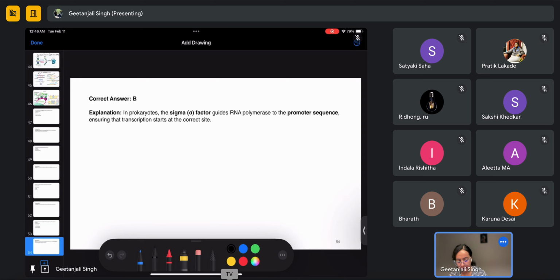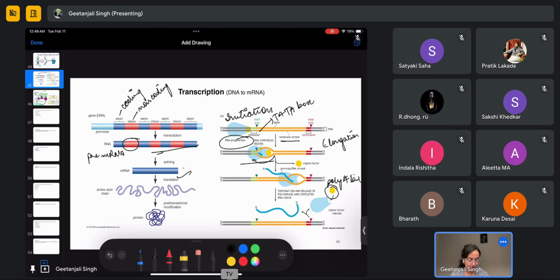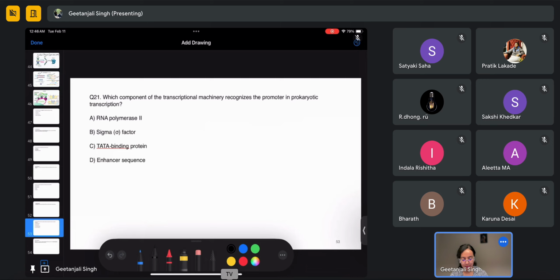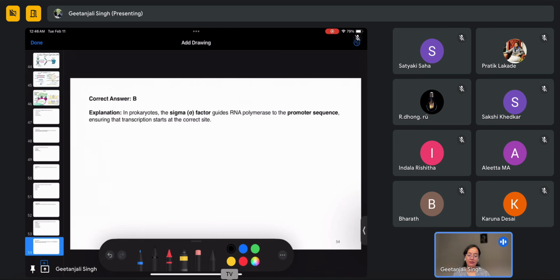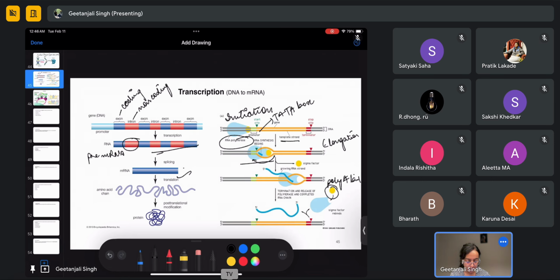I think I forgot to mention the sigma factor. In prokaryotes, the sigma factor guides the RNA polymerase to the promoter sequence. You can see the sigma factor here, the yellow colored thing. It guides the RNA polymerase to move along, and once the mRNA is formed, it leaves, and that's where termination takes place.